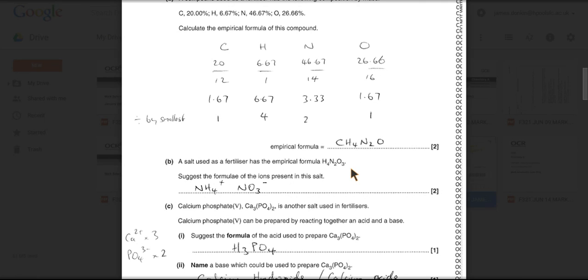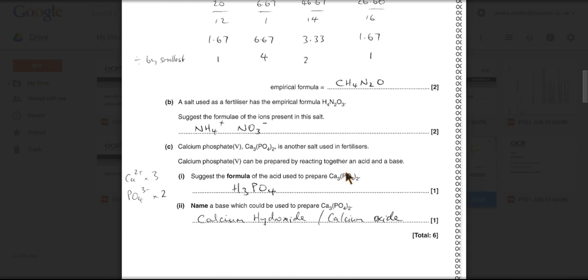And obviously, if we've got a 1+ ion in there, we need a 1- ion. And you can kind of get clues from the atoms present. It's NO3-, the nitrate ion. So this fertilizer is actually ammonium nitrate.